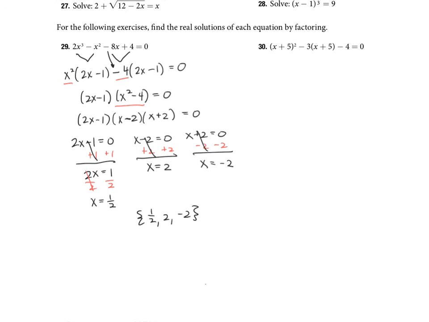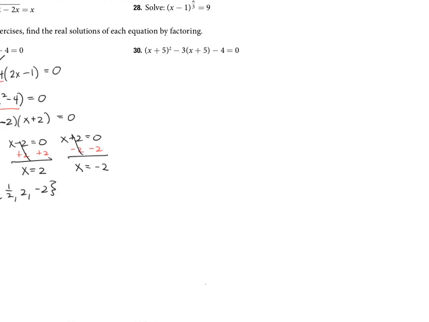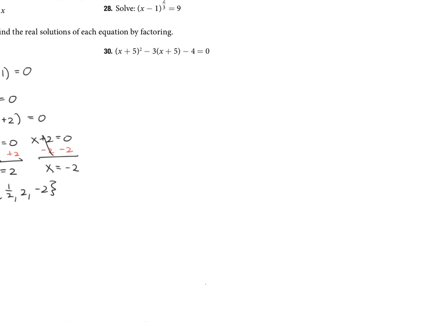All right, number 30. So for number 30, this is a quadratic in form, and we talked about using a substitution, a u substitution. And so we know this is quadratic in form because we have something squared minus 3 times something minus 4. I have this squared, so that's acting as my variable. And then I have that here.